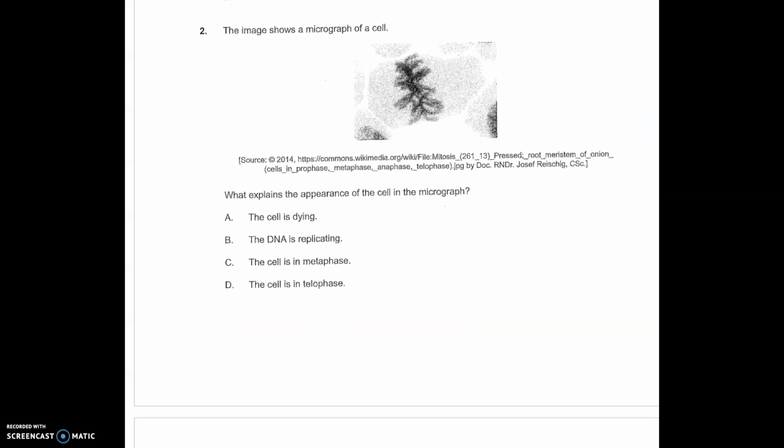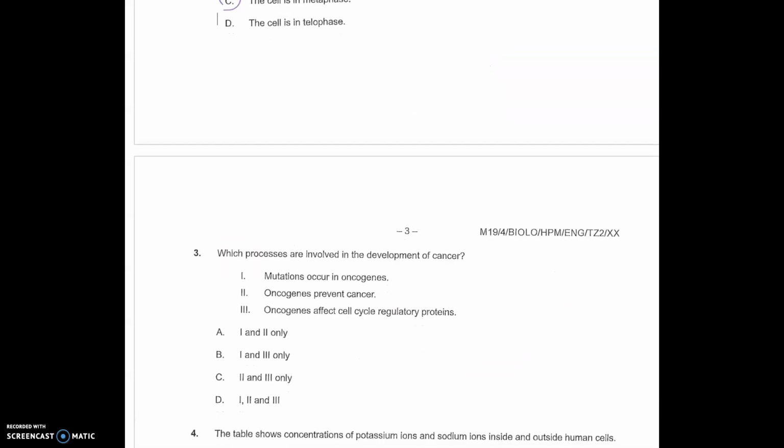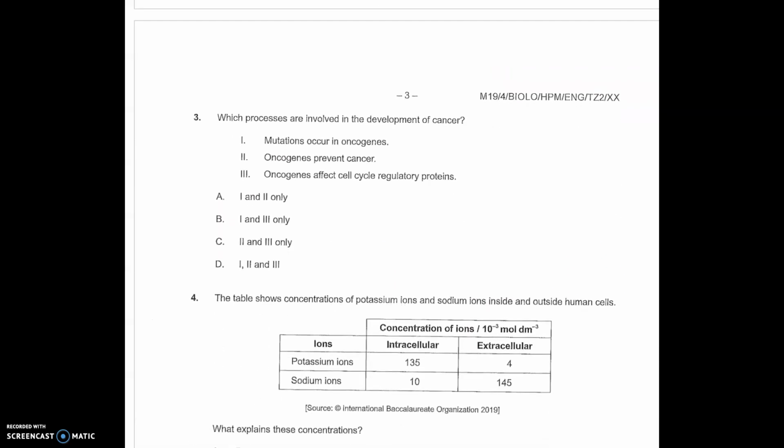In question 2, you're asked what's going on in this question. All of the chromosomes here are aligned in the middle, metaphase, so it's C, metaphase. Question 3, which processes are involved in the development of cancer? Well, mutations occur in oncogenes, that is correct. Oncogenes prevent cancer, that is not correct. And oncogenes affect the cell cycle regulatory proteins, that is correct. So we're looking for 1 and 3, so B.